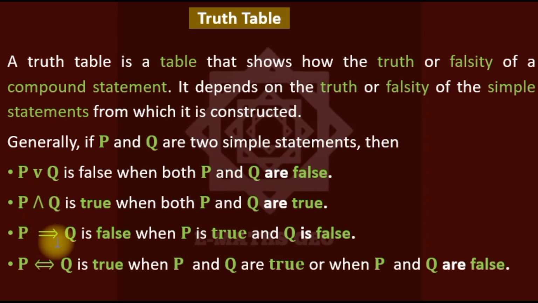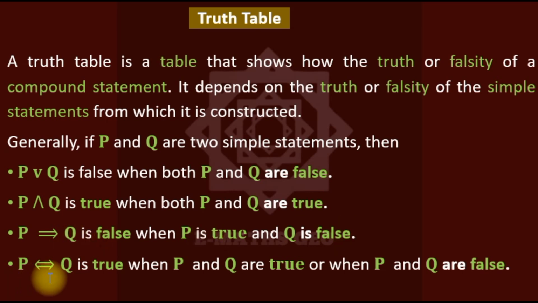While the third one, P implies Q, is false when P is true. That's when the hypothesis or the antecedent is true, while the consequence or the conclusion is false. So that's the only time conditional statement is false. So when the first one is true, while the second one is false, that's the only time it is false.